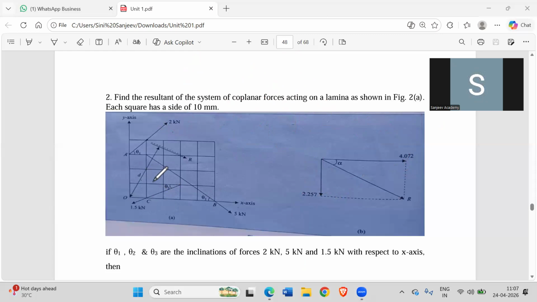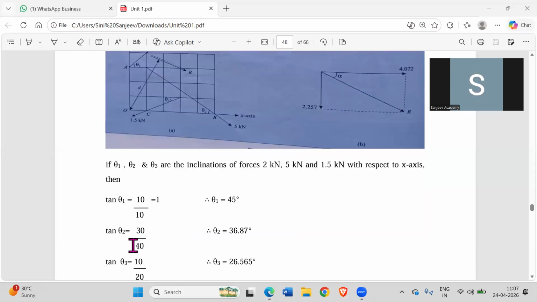Now, just to tell you, here is the 2 kilonewton. And they have given the side of the square as 10 millimeter. So the side of a square is 10 millimeter, and this is also 10 millimeter. So it is tan theta. What is my tan theta 1? Opposite side by adjacent side, so 10 by 10. That is my tan theta 1. Count it.